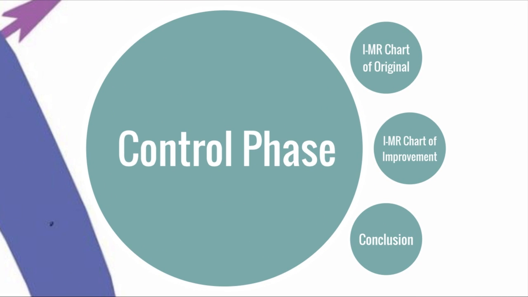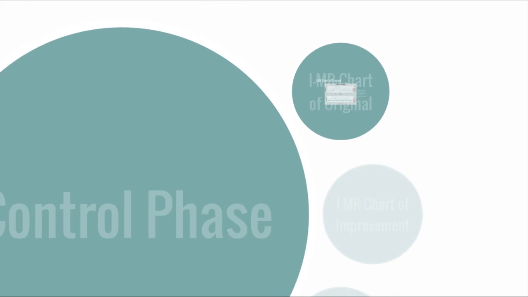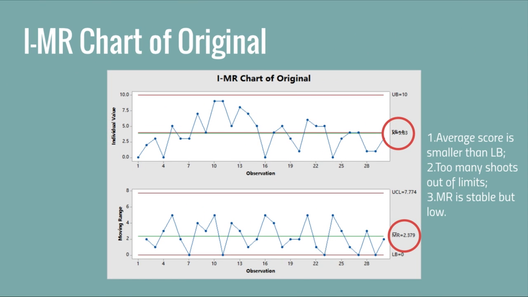Finally, in the control phase, since there's no subgroup data for our analysis, we choose IMR charts to see if the process is in control and to detect signs of special causes that might take the process out of control. We also compare the performance of the process at various stages, i.e., before and after carrying out the project. For the IMR chart of original, we found that the average score is smaller than the lower bound and too many points are outside the limits. The MR is stable but low.